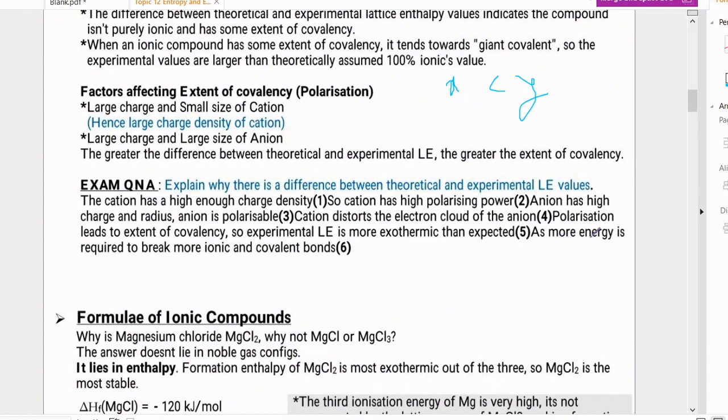Why? Because more energy is required to break more ionic and more covalent bonds. Because there was some overlap. There was some overlapping. Some covalent bonds formed. And these covalent bonds formed were in the form of giant covalent structure. So now we have to break both ionic bonds and covalent bonds. We no longer have to break only ionic bonds. Therefore, more energy is required. Therefore, Y is more exothermic. Therefore, theoretical is less exothermic and experimental is more exothermic.